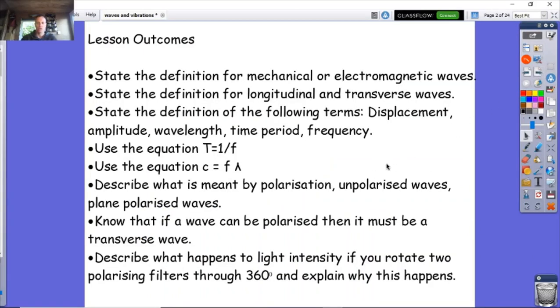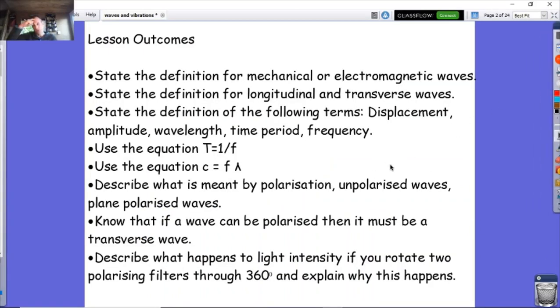So what I want to go through today is I want you to know the definition of mechanical and electromagnetic waves. And then you've got to define longitudinal and transverse waves. You should have met those at GCSE, but we'll go through those again. And then you need to define the following terms: displacement, amplitude, wavelength, time period, and frequency.